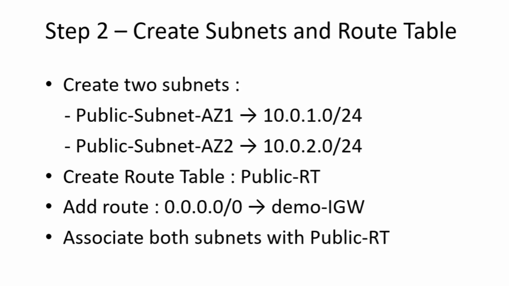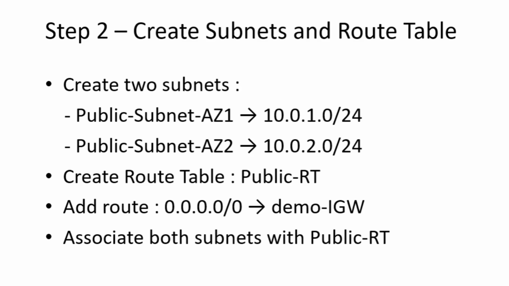Next, we need to configure a route table. Go to Route Tables, create Route Table, name it Public RT, and associate it with Demo VPC. Then, edit the routes to add a rule.